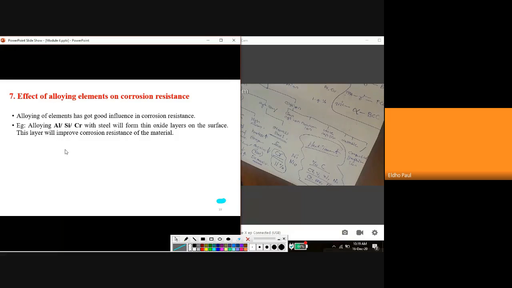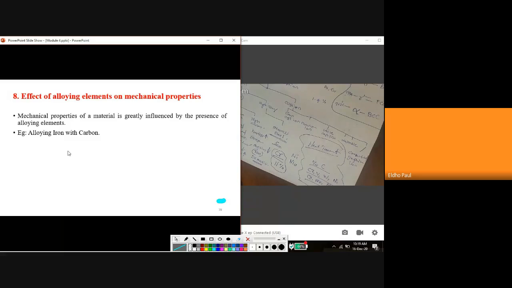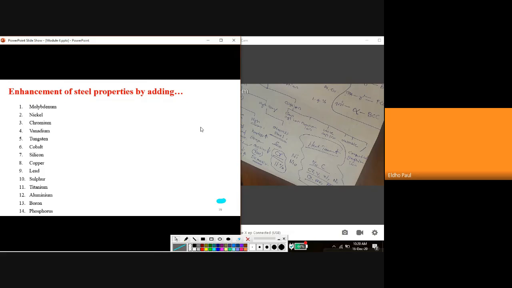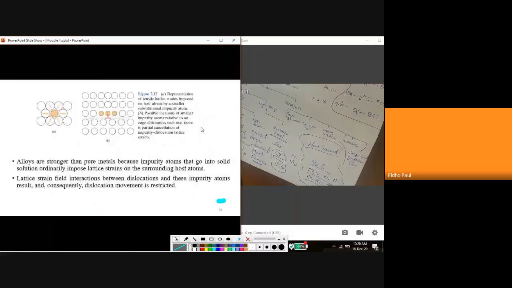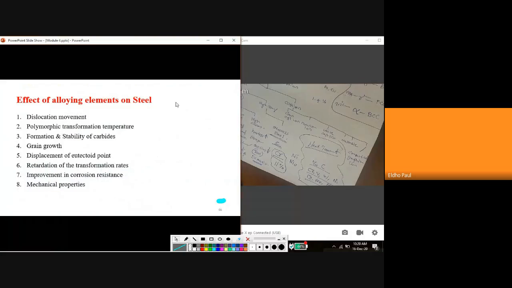Another one is improving the mechanical properties. Of course, most of the engineering alloy elements improve the mechanical properties of the steel. They increase the strength, hardness, toughness and ductility. So by varying the percentage combination of alloy elements, we can alter the mechanical properties of the steel. So those are the different effects of alloy elements on the steel.